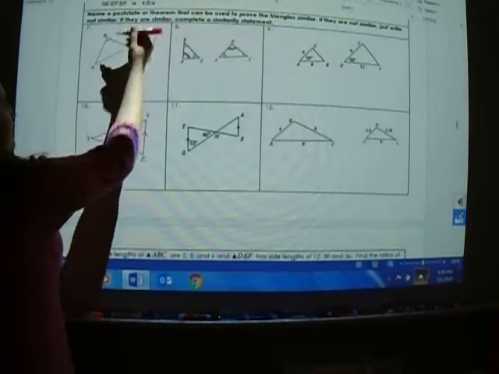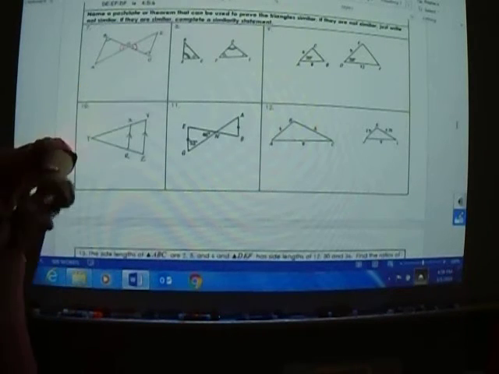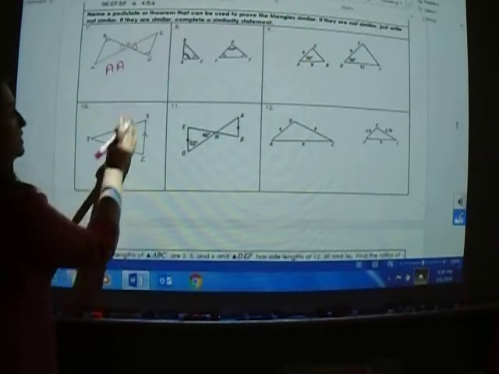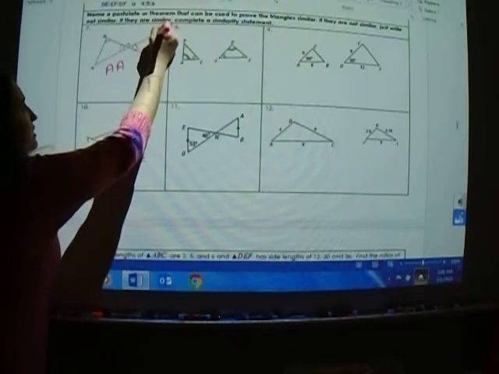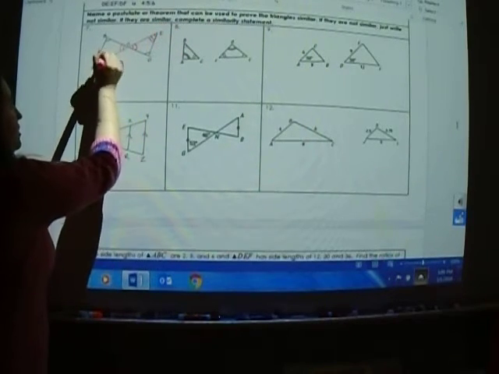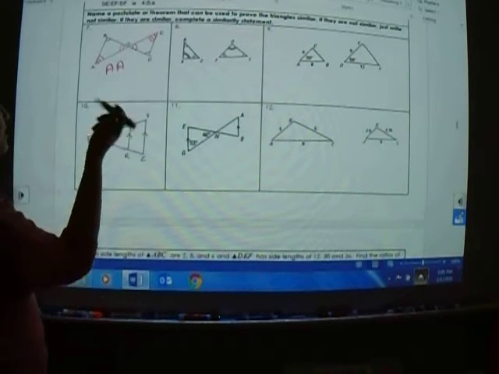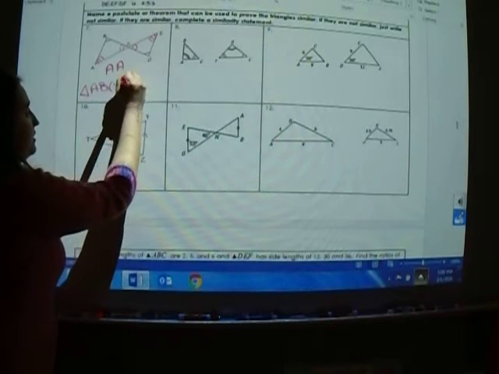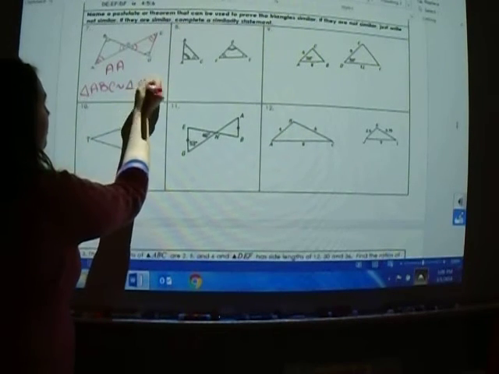So already looking at this, I know these two angles are congruent because these are vertical angles. We're already told that these two are congruent, so this one has AA similarity, right? Angle-angle similarity, because if these two angles are congruent here, this angle has to be congruent to this angle, okay? Which makes these two triangles similar. So in our similarity statement, it's very similar to how we would write a congruent statement. Triangle ABC is similar to triangle EDC.